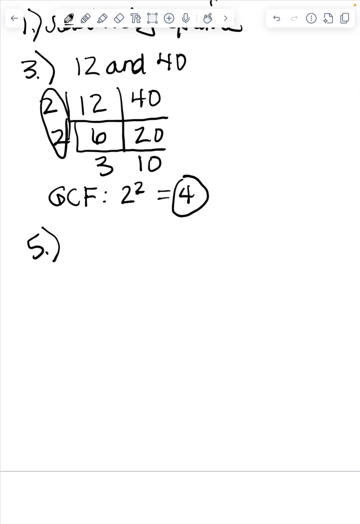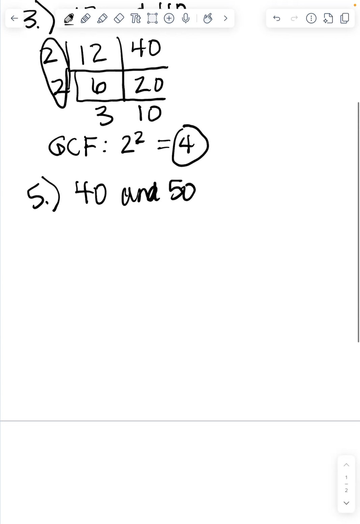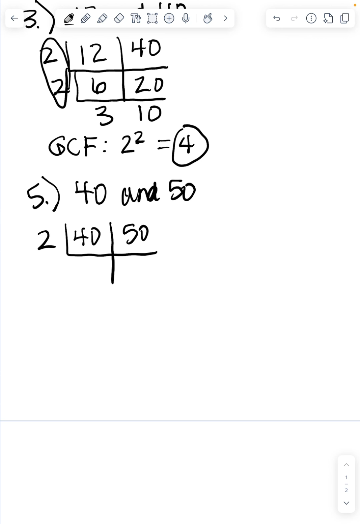Number 5. 40 and 50. Let's write our factor ladder, it's going to be 40, 50. Set it up like this. And we're going to start again with the smallest prime number that divides out of both 40 and 50. They're both even, so this is going to be 2. 40 divided by 2 is 20. 50 divided by 2 is 25.